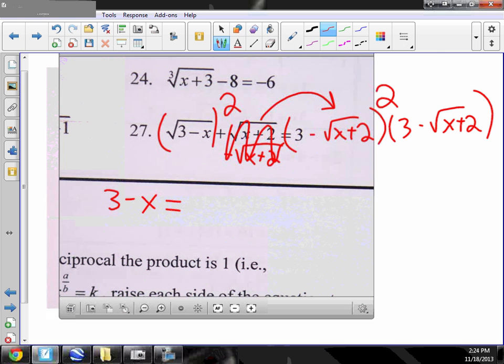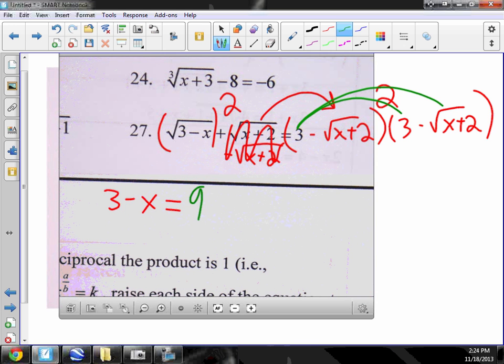So when I distribute, what am I going to get? Well, 3 times 3 is 9. And what do I get here? Minus 3 square root of x plus 2. What do I get here? Minus 3 times the square root of x plus 2. These are negatives. So 3 times negative square root is negative 3. So I have two versions of negative 3 square root of x plus 2, which when combined equal 6 square root of x plus 2.